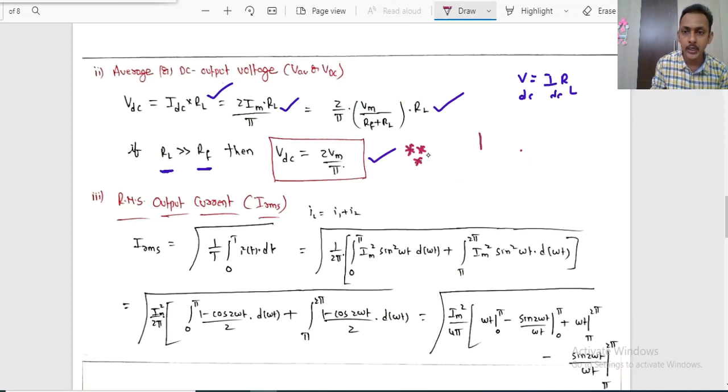Keep in mind, dear students, this is for the half wave rectifier, full wave rectifier, and bridge rectifier. For all those three, we can summarize what these values are in the last video.